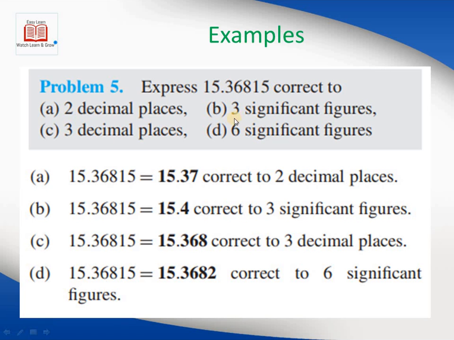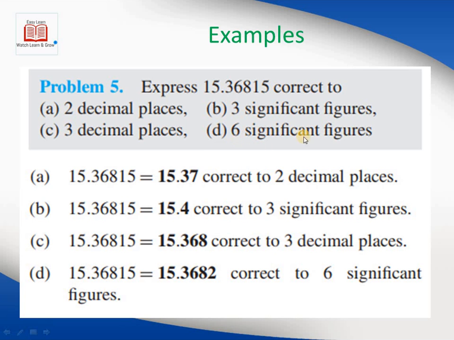Second case is to change this number to 3 significant figures. 15.36815 is changed into 15.4, because the next digit is 6, which belongs to the 5 or 5 plus category, so we have to increase the previous digit by 1. So it is correct up to 3 significant figures, 1, 2, 3. Third case, convert this to 3 decimal places. 15.36815, 3 decimal places means we have to start counting after this dot, 1, 2, 3. So this is 8, and the next digit belongs to the category 4 or less than 4. So we do not have to change the previous digit. This is unchanged, unaltered. 15.368 is unaltered, correct to 3 decimal places.